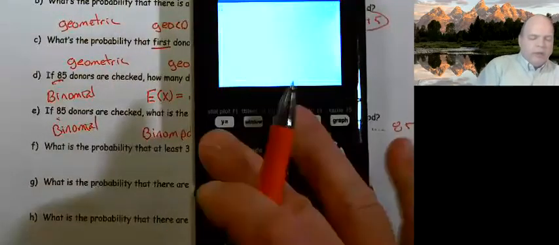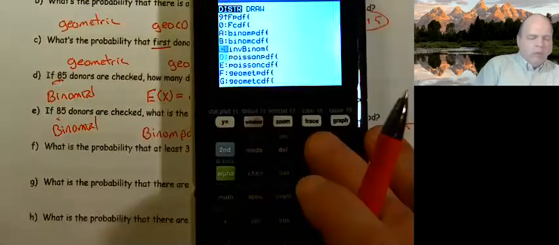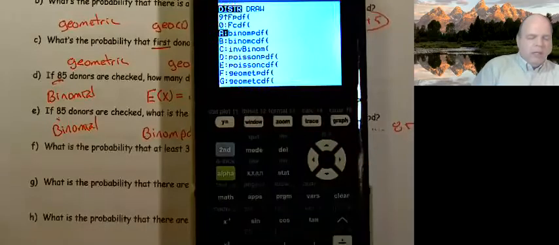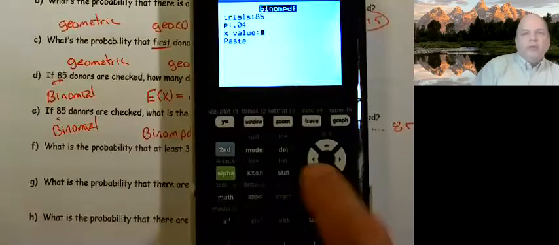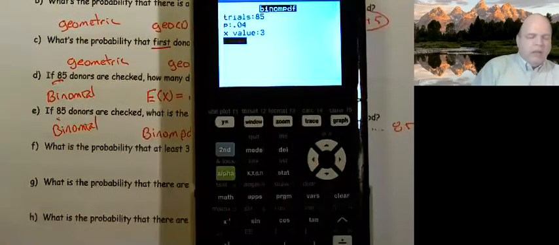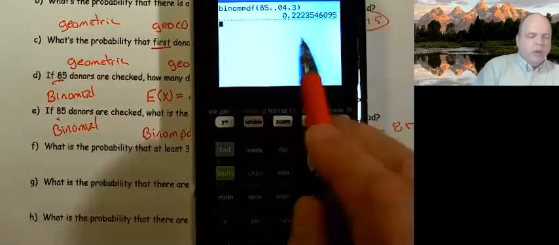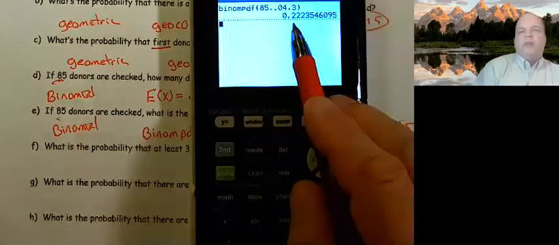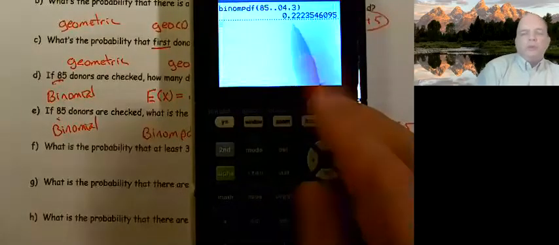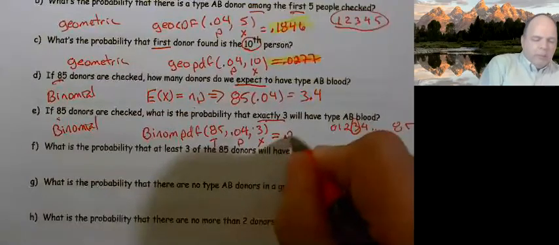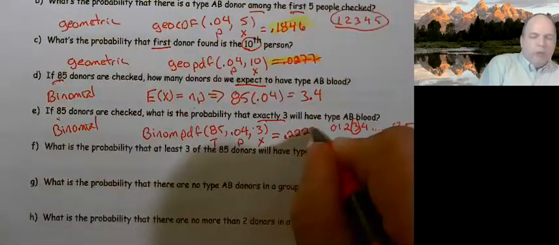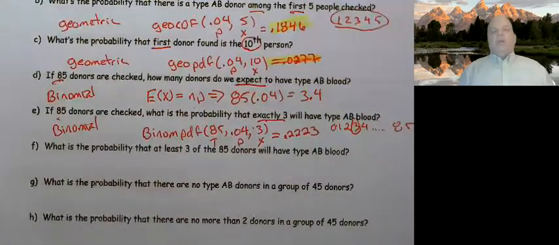So here we go. Second vars, binomial PDF. Trials is 85. Our probability is 0.04 from above in the question stem. And we needed exactly 3 successes. So the probability we have exactly 3 successes is 0.2223. And you can round or you can truncate, it doesn't matter, but please do take it out to 4 decimal places. The 4 decimal places is really important.